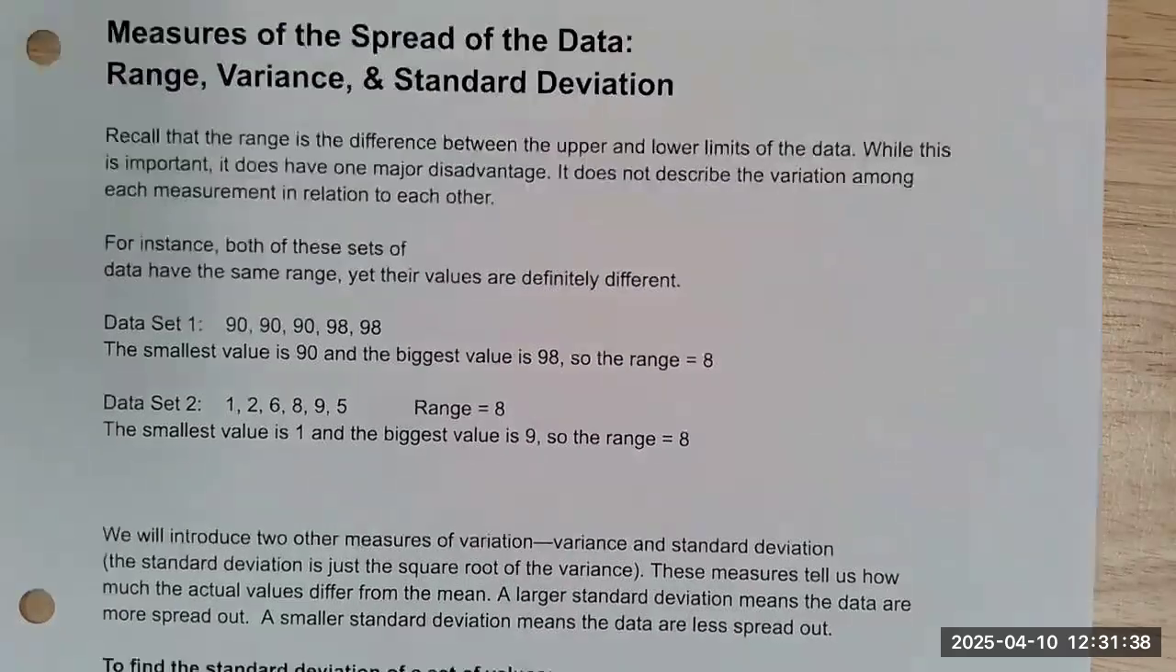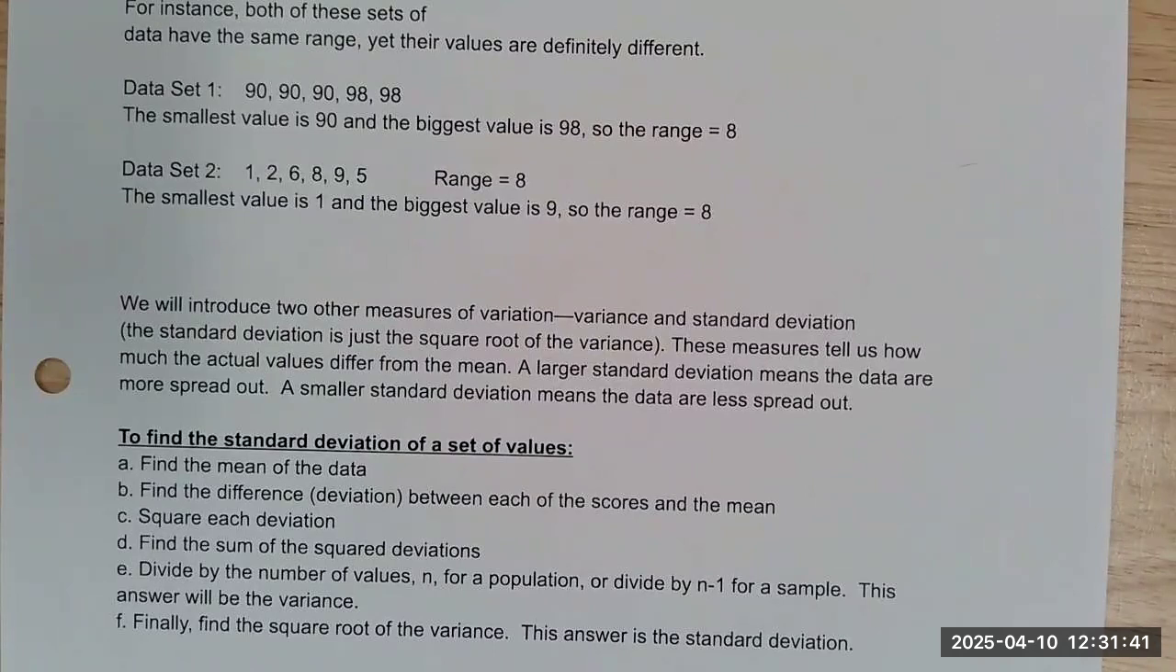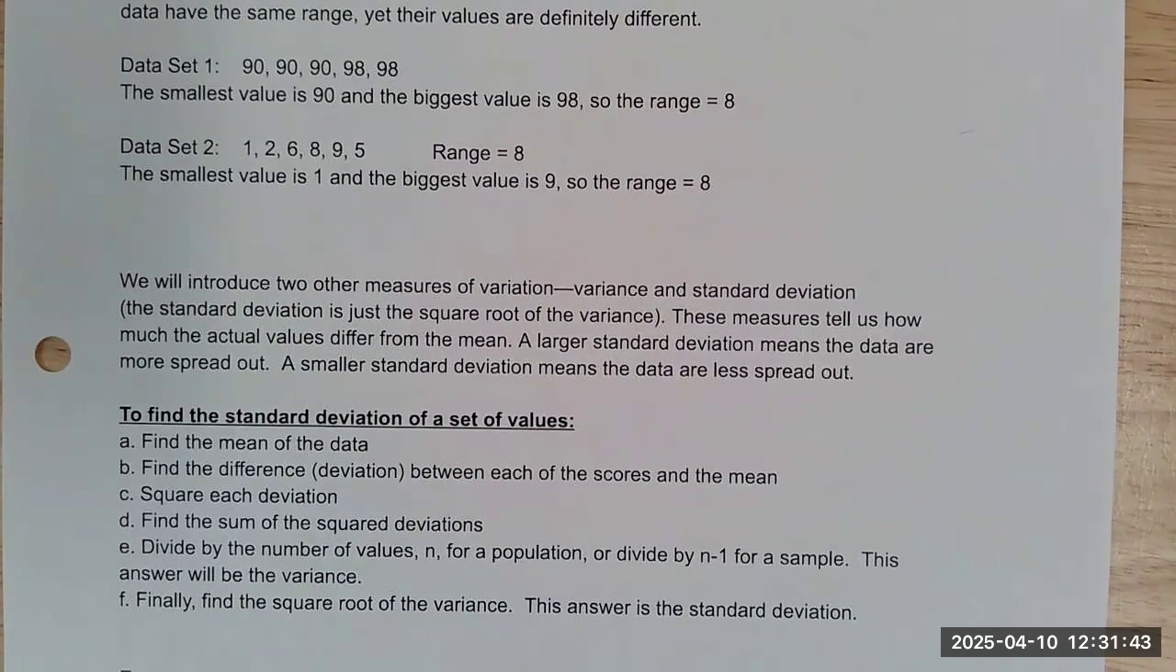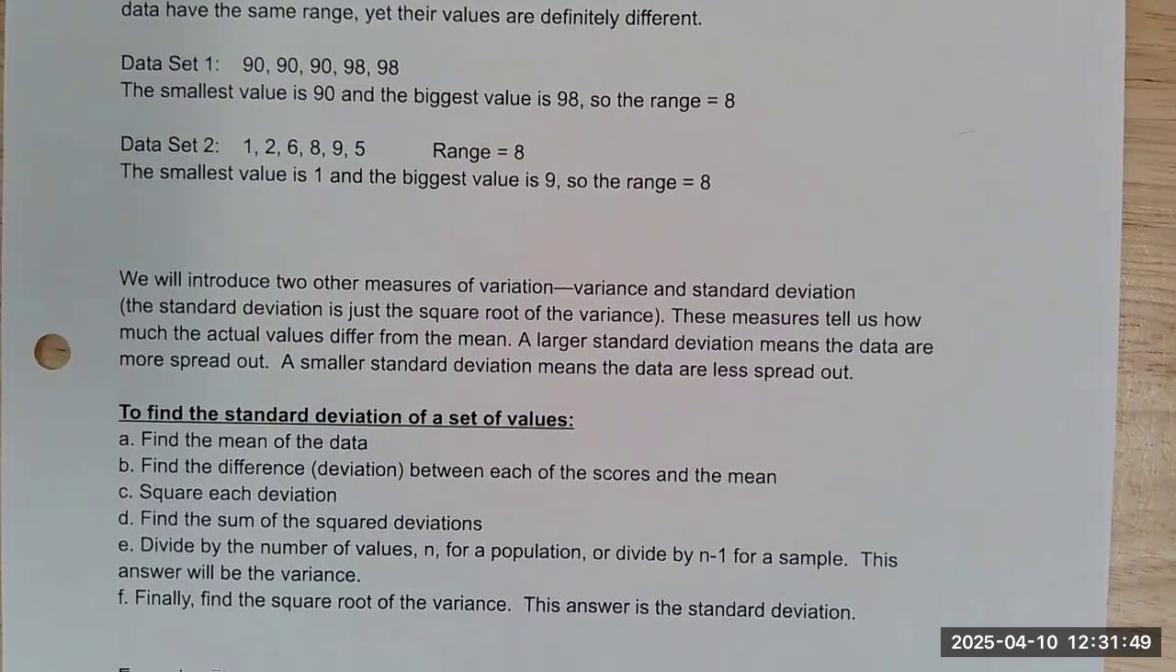So we're going to introduce 2 other measures of variation, which is how much your data is different from each other. The variance and the standard deviation are really related to each other. If you can calculate the variance, you can calculate the standard deviation, because all the standard deviation is, is the square root of the variance number. So once you've got the variance, you just hit the square root button on your calculator, or if the number's nice, like 100, you can do it in your head. So standard deviation is just the square root of the variance.